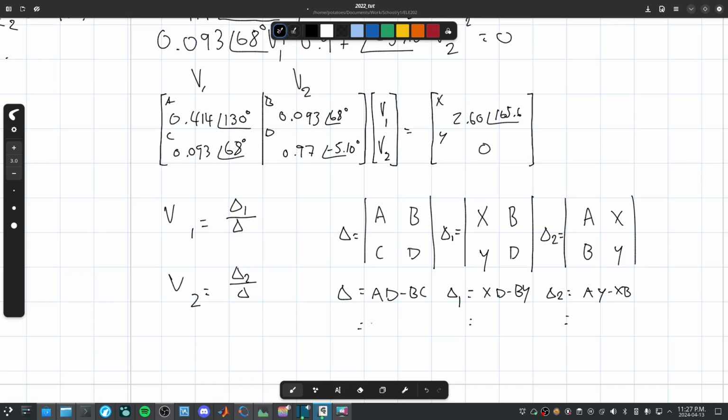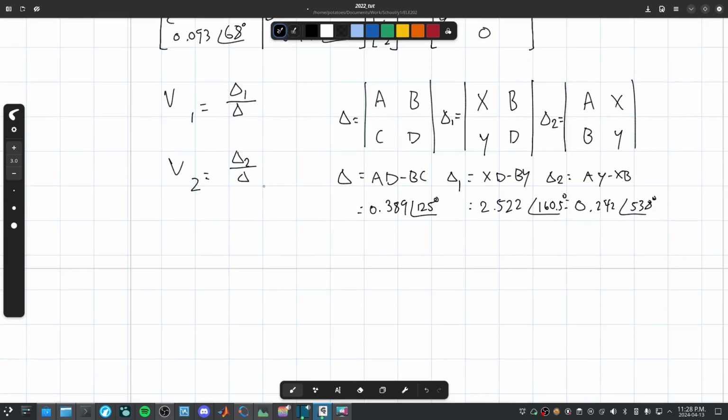We get that the total determinant here is 0.389 with a phasor of 125 degrees. Determinant 1 is 2.522 with a phasor of 160.5 degrees. I can't draw straight. And determinant 2 is 0.242 with a phasor of 53.8 degrees. And now we just plug and chug.